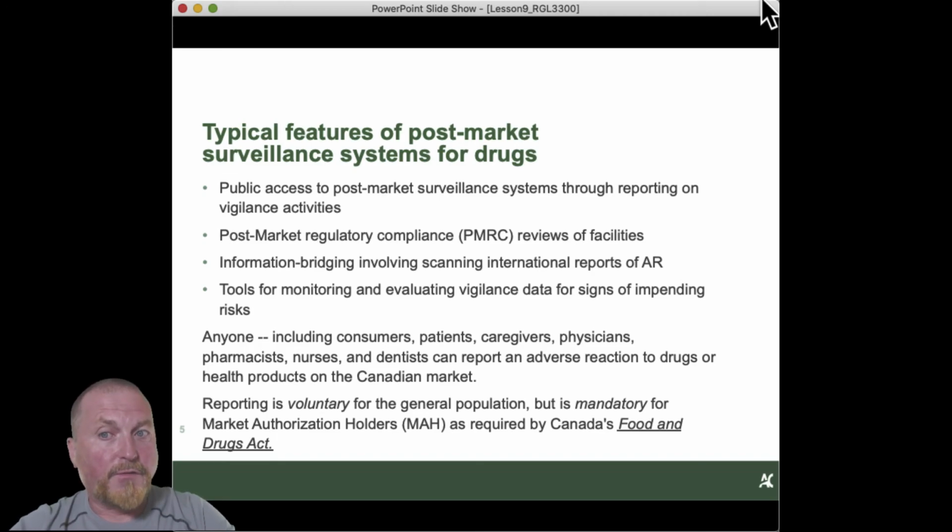It's mandatory for market authorization holders, those people that have the drugs, that sell the drugs, that distribute the drugs, and those plants that produce the drugs that have to be licensed and registered. They all must report any negative impacts, as required by Canada's Food and Drugs Act.